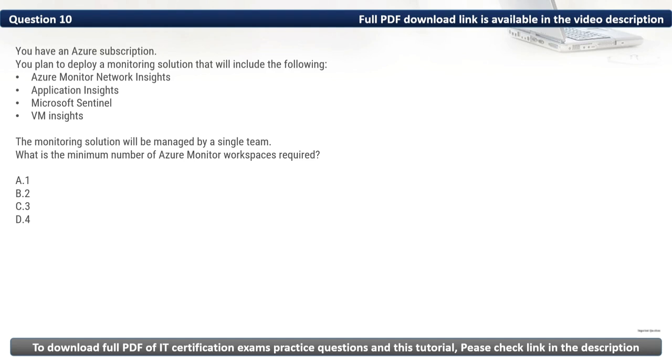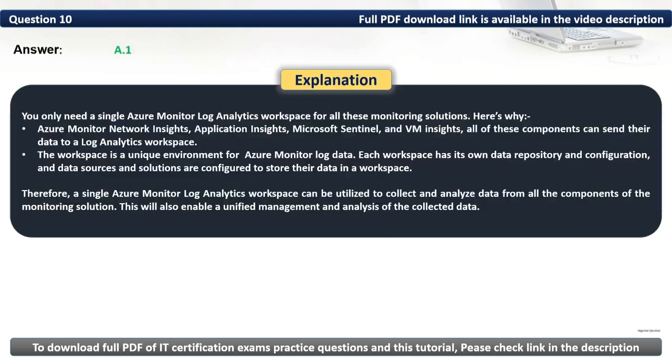Here in this question, we plan to deploy a monitoring solution that will include the given components, and the monitoring solution will be managed by a single team. As such, the minimum number of Azure Monitor workspaces required is 1. Thus, the correct option is A.